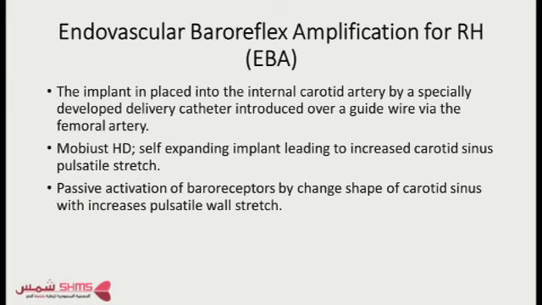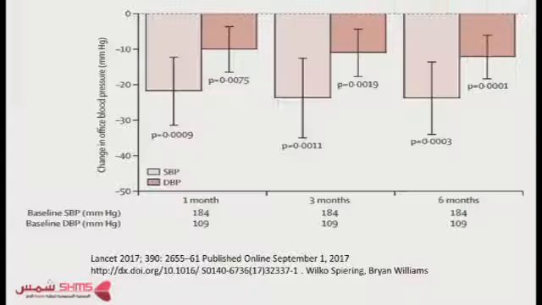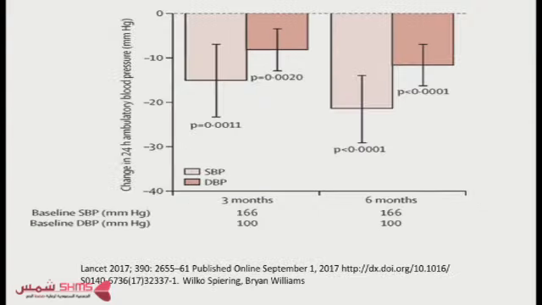Then they came up with a new way, the so-called endovascular baroreflex amplification. What they did actually is they placed in the internal carotid artery a specially developed delivery catheter. It is where the baroreceptors are. This is on the right side. It is inserted in the area of the baroreceptors, and did prove that systolic and diastolic blood pressure go down.